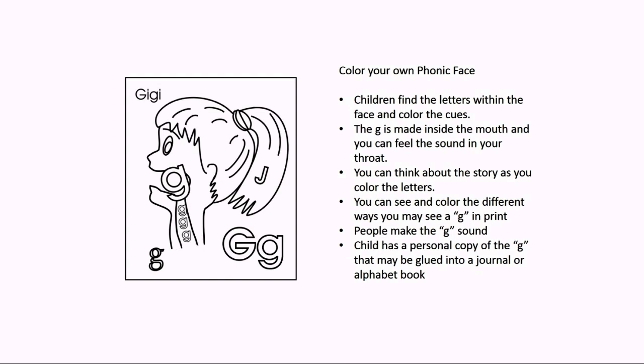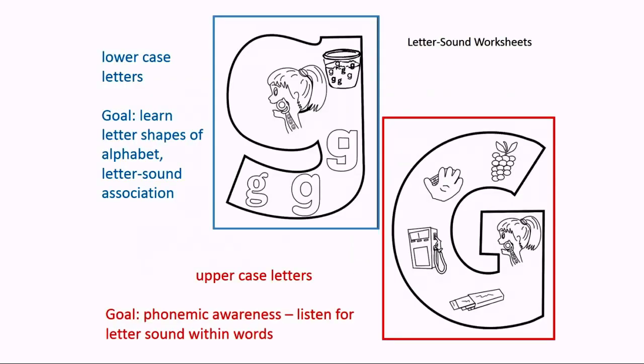By the way, on the letter G you can see a J in the ponytail, and that's because sometimes you can say your G making the J sound, like giant or gem or giraffe. So it gives them alternative letters to sometimes try if the G, G, G sound doesn't work. And you can have the child glue their personal copy of the G inside of a journal or an alphabet book. Okay.